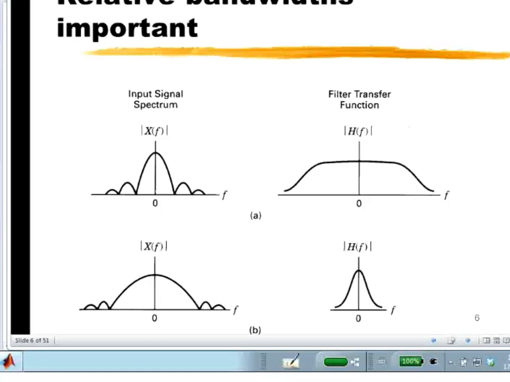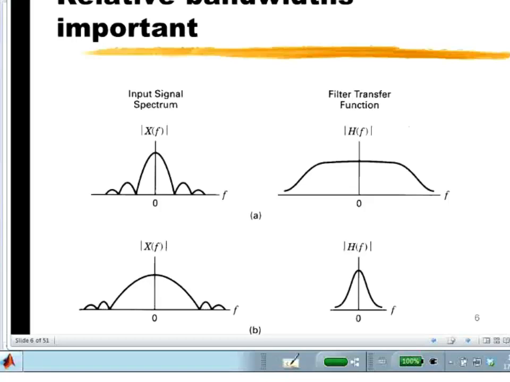Well, we know something's going to go terribly wrong when we try to put this input signal through that narrowband channel. If we're in the upper case, in part A at the top, where the input spectrum is fairly narrow relative to the response of the channel, we think that our signal is going to get through without much distortion. So we know this intuitively.